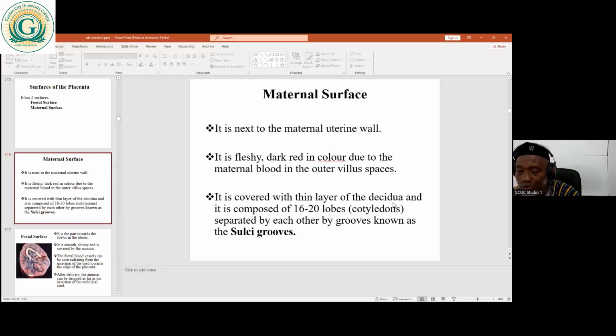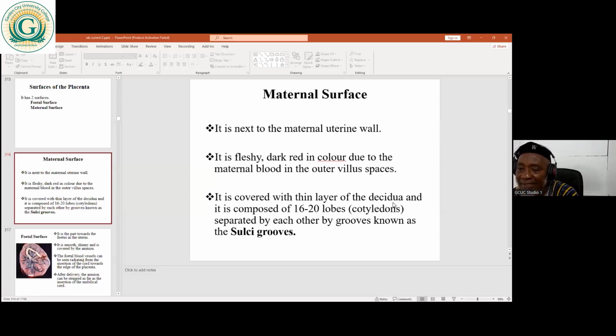If you want to appreciate the maternal surface, you just look at a football which has been pumped, or a bunch of palm nuts. That's how it is. Each one of them is a lobe. In mothers, you should have a minimum of 16, maximum of 20. They are also called cotyledons, and they are separated by grooves. We call them sulci grooves. Something like gutters, but it's not a gutter, it's grooves, known as sulci grooves.